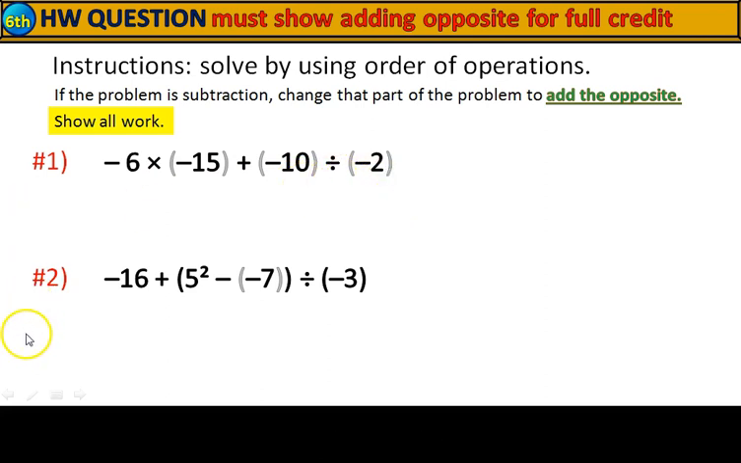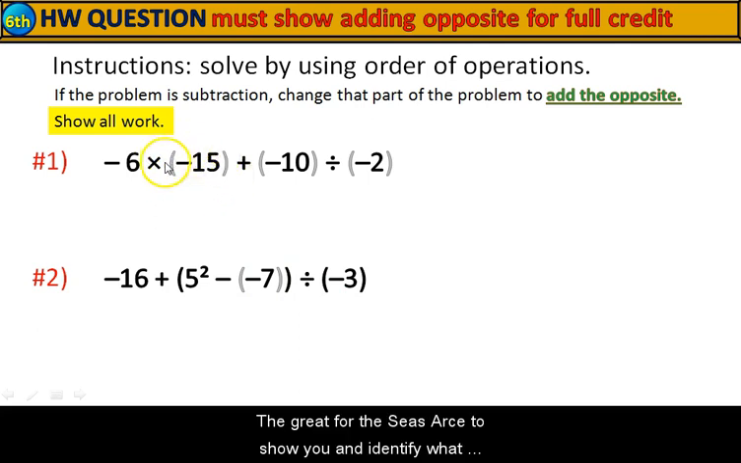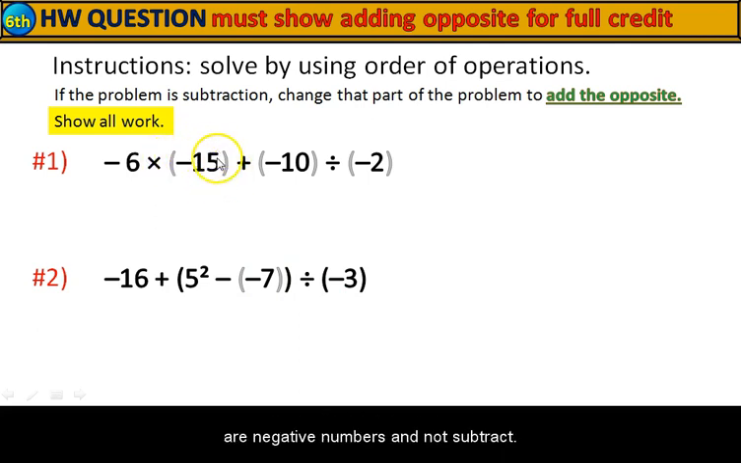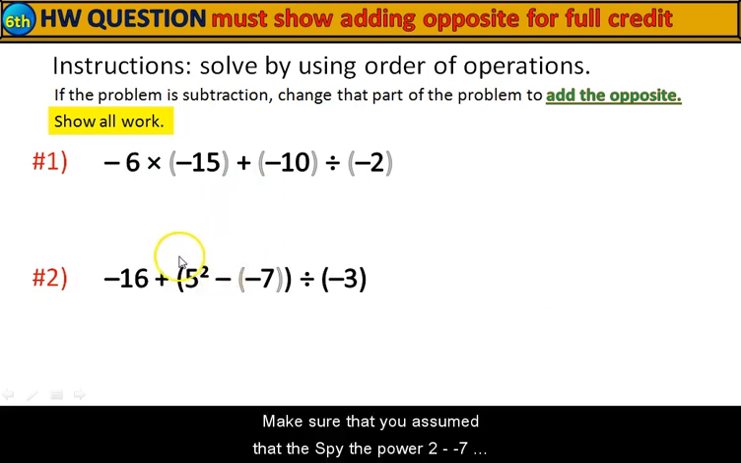Question 2 reads negative 16 plus the quantity of 5 to the power of 2 minus negative 7 and divided by negative 3. The gray parentheses are to show you and identify what are negative numbers and not subtraction. Make sure that you assume that this 5 to the power of 2 minus negative 7 is in these black parentheses, and you can follow the steps from the previous slide.